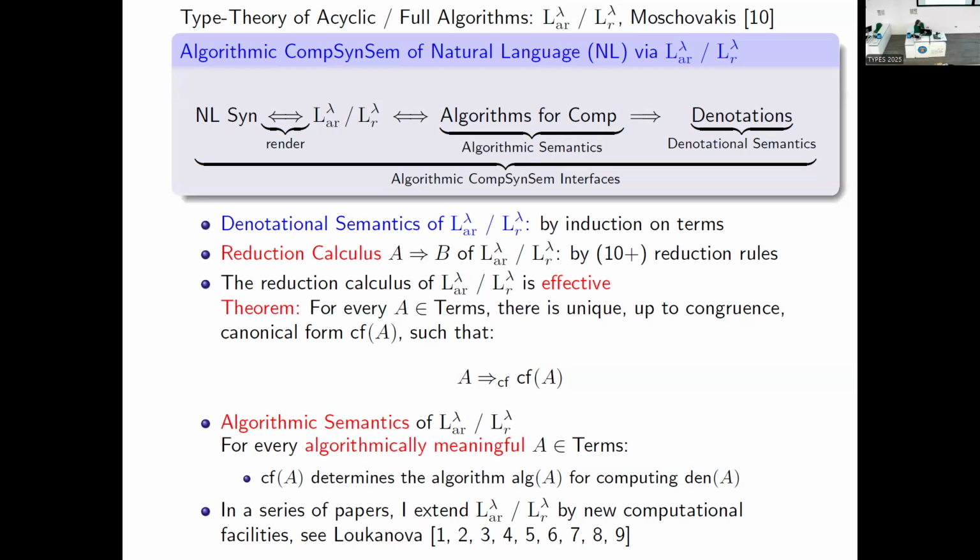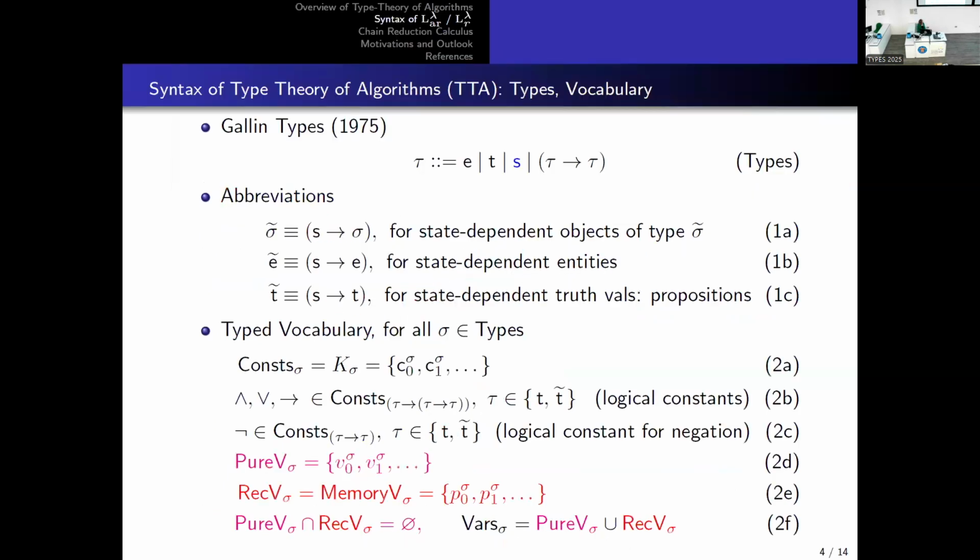This is it. So I myself am working on this picture, extending and fixing various things that Moschovakis introduced. I fix them in the way I know they are useful for computational semantics, and extend the reduction calculus, and also the entire type system, I extend it with various operators. So here is the type system.